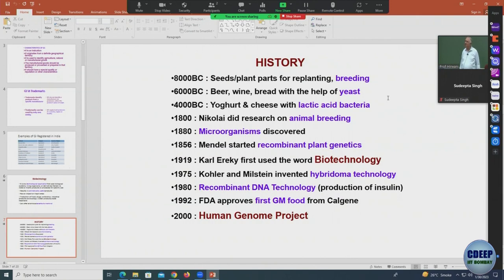And then you have technologies like hybridoma technology, recombinant DNA technology, and the first human insulin came. Till that time insulin was produced from animals. Boots had a factory in Siam, which I have seen as a student, where insulin was produced from the animal spleens. It appeared more like a slaughterhouse than a factory. Then you had GM foods, genetically modified food, and then in 2000 we had the human genome project and so on.